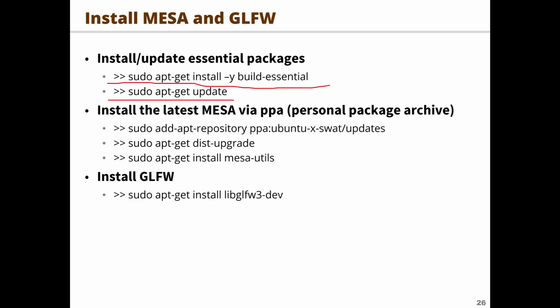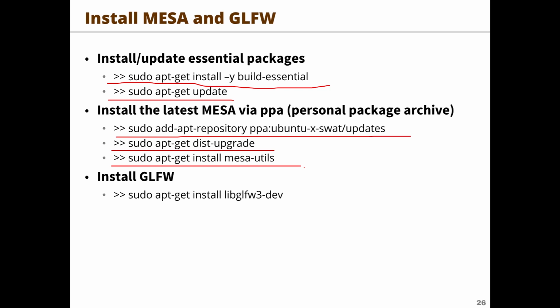And next is install the latest Mesa via PPA. I won't explain what this means, but in this way: sudo add-apt-repository. So we add the repository this way, and then apt-get dist-upgrade and install mesa-utils. In this way, we can install Mesa. There are alternative ways, but I don't explain them here. You can easily find them on the web.